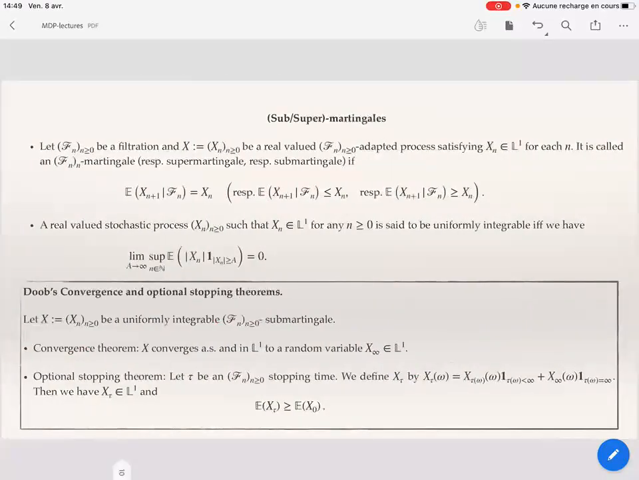And now I will finish this introduction and these comments on Markov processes and martingales by this slide, which is everything that you will have to know about martingales. First, there is a definition of martingales. In fact, it is not only martingales, it is also submartingales and supermartingales.